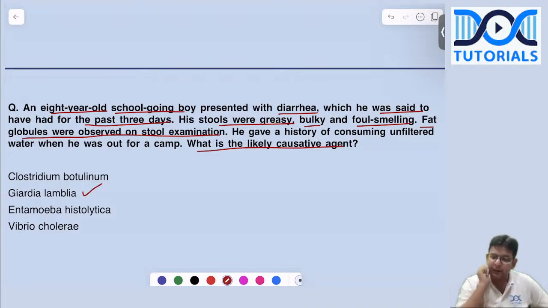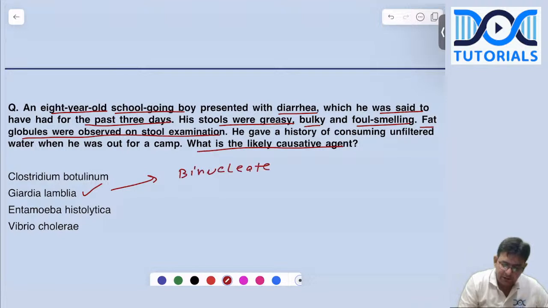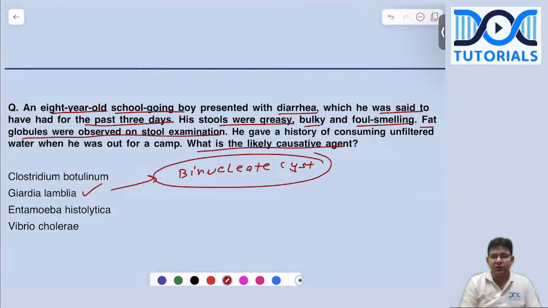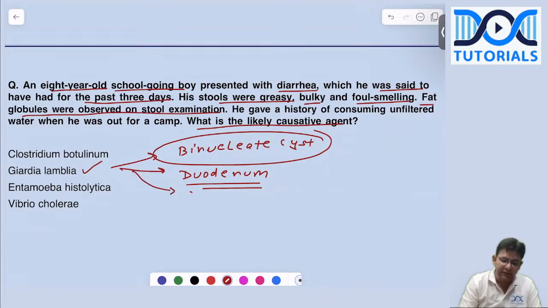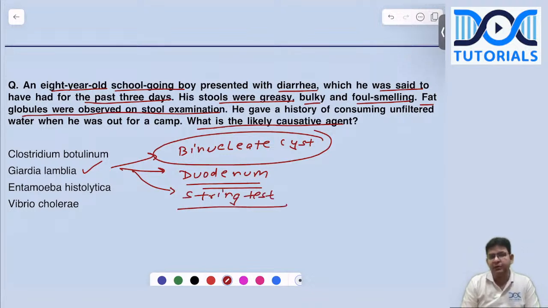Giardia lamblia. Okay. This particular Giardia lamblia, what is the infective form? The infective form is the binucleate cyst. It is said that 10 cysts can also cause the infection of Giardia lamblia. Another is where they exist. Excystation happens in the duodenum. And for Giardia lamblia, you do a string test in which you try to demonstrate the trophozoites of it. And the trophozoites of this are monkey face, tennis racket. Yes or no? Which type of trophozoites are observed?